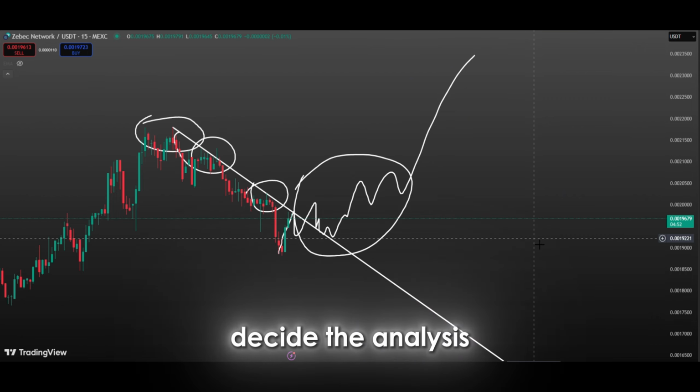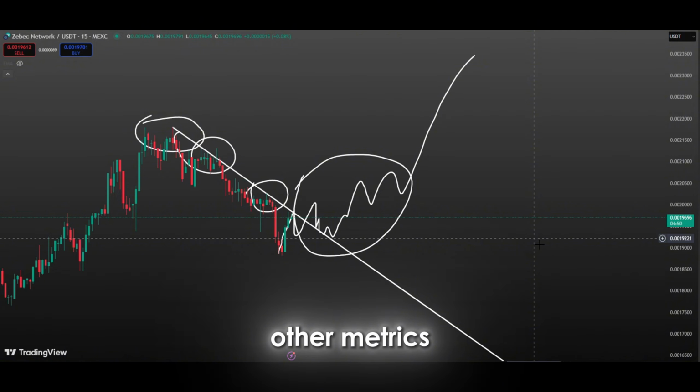But we can't decide the analysis with trends only. Let's look at other metrics.